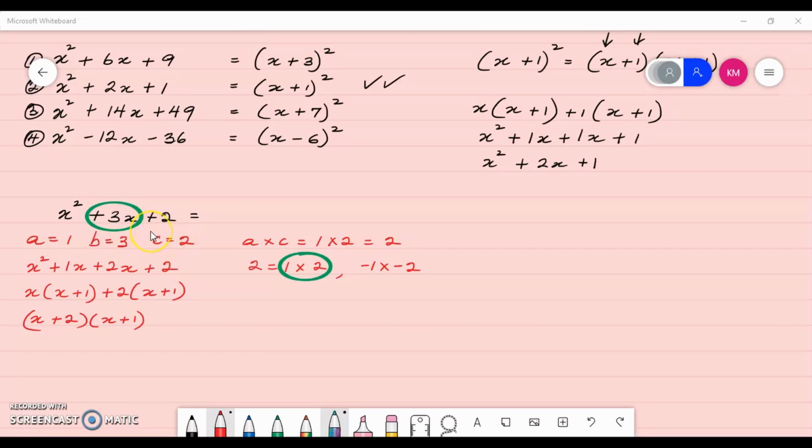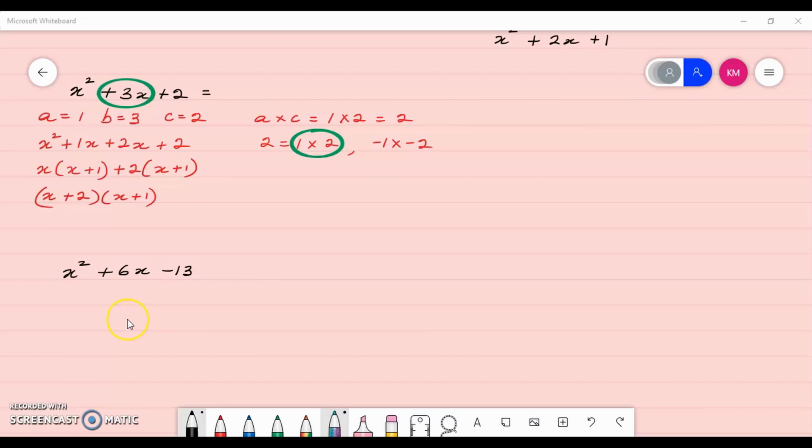This is what it looks like when it is factorized. Easy, right? I list A, B, and C. I multiply A by C. I find those two numbers such that when multiplied gives me back 2, and when added gives me that middle term. I replace that middle term with those two terms, and then I proceed to factorize.